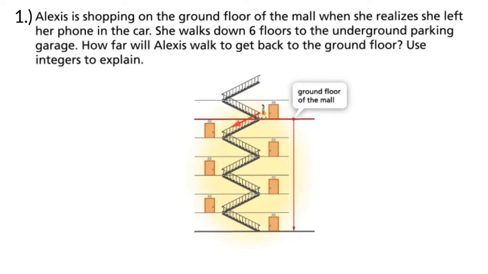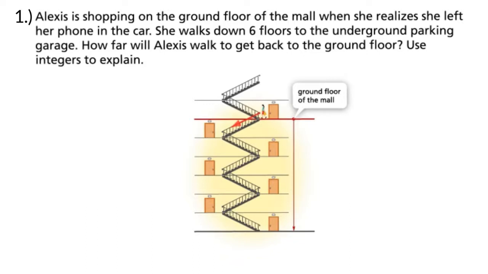Here is example number 1. You do not need to write all of this down. Please go ahead and number your paper for number 1, and let's read it together and figure out what's important from this question. If this were in front of you, I would encourage you to underline things that are really important. Alexis is shopping on the ground floor of the mall when she realizes she left her phone in the car. She walks down 6 floors to the underground parking garage. How far will Alexis walk to get back to the ground floor? Use integers to explain.